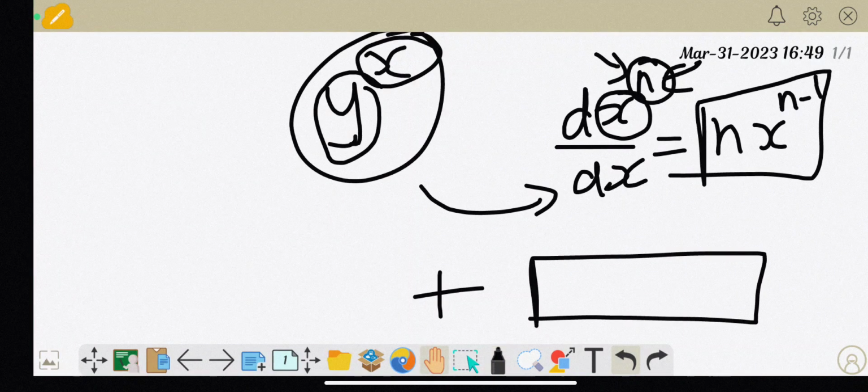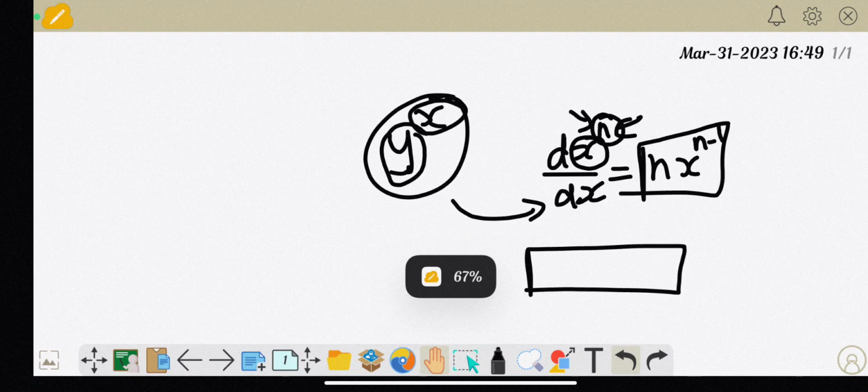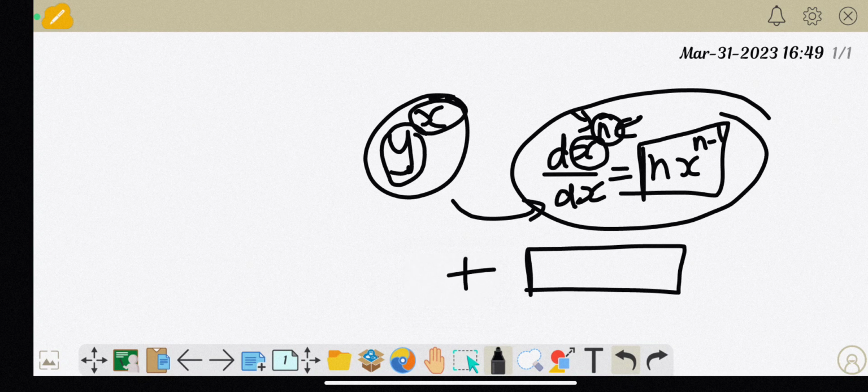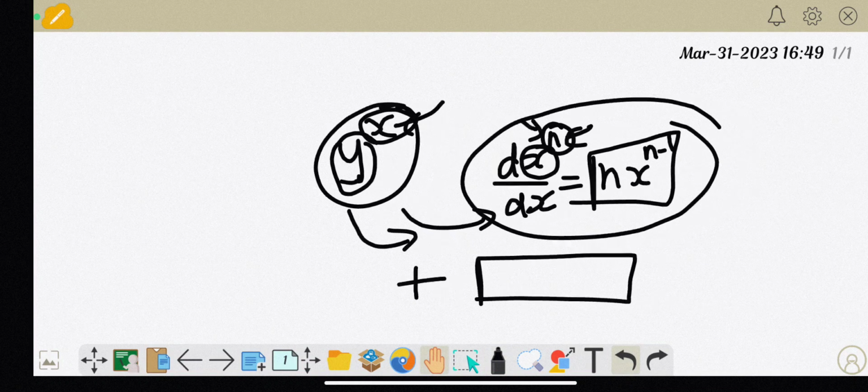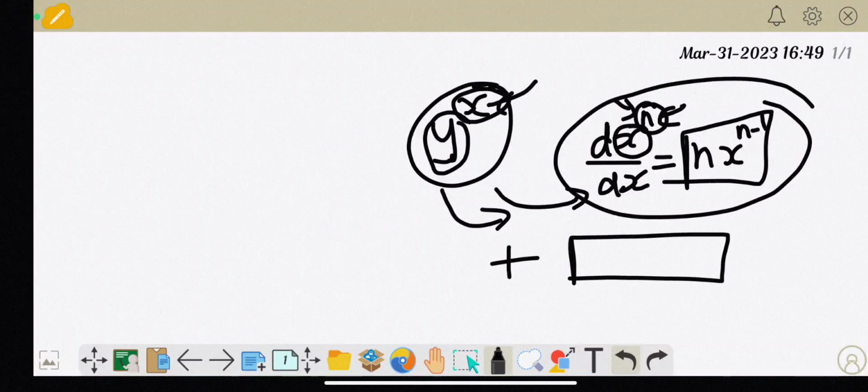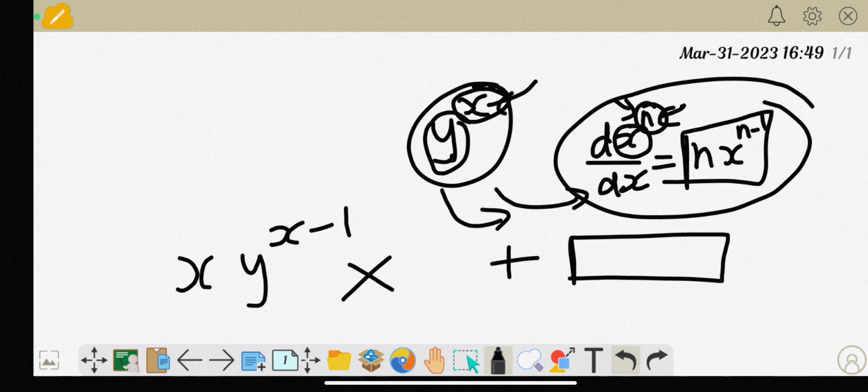We had seen that. So if you apply this rule directly, whatever answer you get will be the wrong answer, because this is not a constant, it is a variable. Understood? So what is the suitable method for this? We have to apply log on both sides. So don't write the answer like this, x y to the power x minus 1. This is not suitable. Why? Because this x is not a constant. Understood?